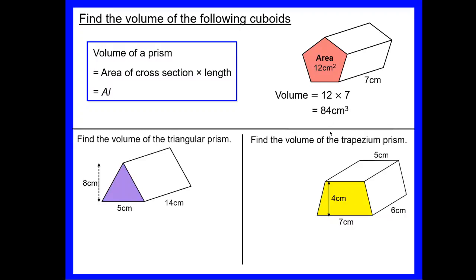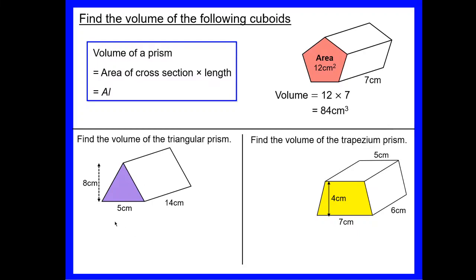Okay, let's have a look at 2 more examples then. So that one we were told the area and we just need to multiply by the length. Now this time we're going to have to find the area of the cross section first because we don't know the area of this purple triangle.